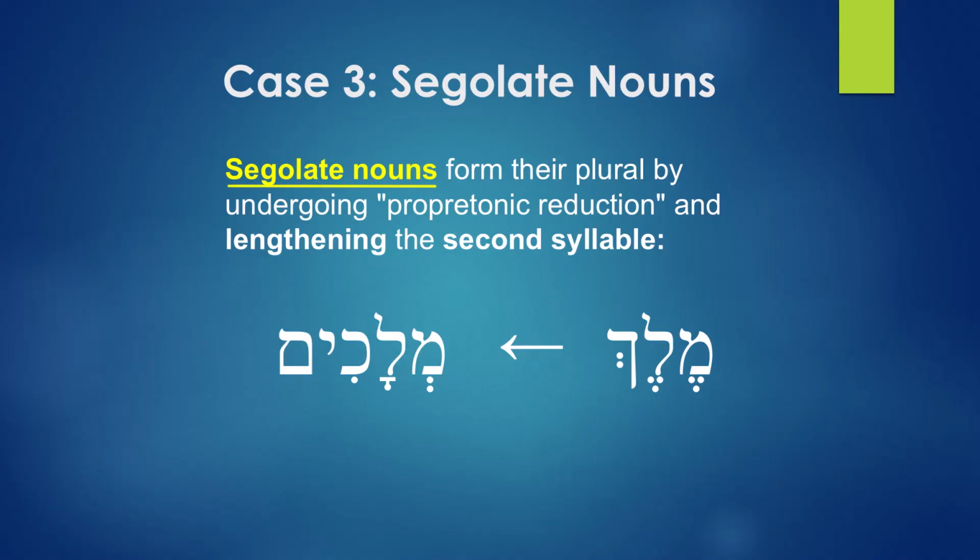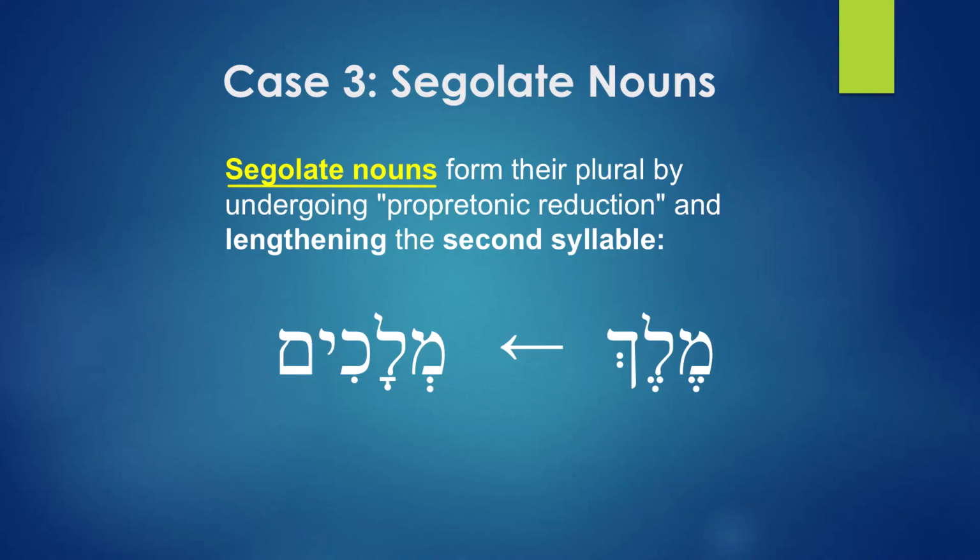So the second syllable is going to lengthen from a segol, which is a short vowel, into a kametz. For example, we have the word melek. Melek means king. If you want to say kings, it's going to be melachim. Melachim. What has happened? First of all, the word melek has undergone propretonic reduction.